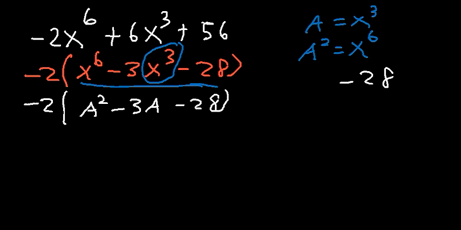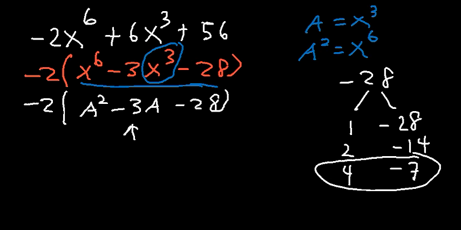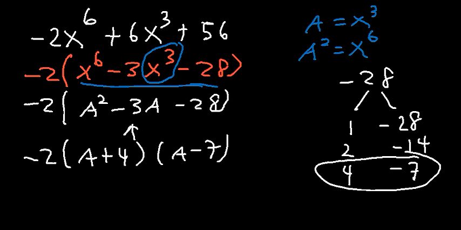So we need two numbers that multiply to negative 28 but add to the middle term negative 3. So if we divide it by 1, we'll get negative 28. If we divide it by 2, we're going to get negative 14. 3 doesn't go into 28, but 4 does. Negative 28 divided by 4 is negative 7, and 4 plus negative 7 is negative 3. So to factor it, it's going to be a plus 4 and a minus 7.